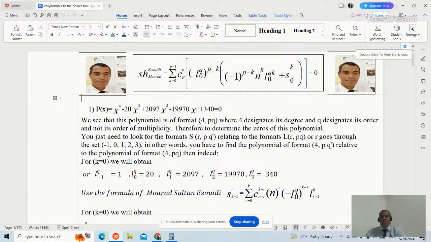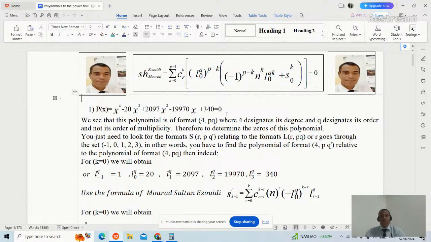So learners, we are going to focus on this polynomial to the power 4. P of x equals x to the power 4 minus 20 times x to the power 3 plus 2097 x squared minus 19,970x plus 340 equals 0. Here you are asked to find the zeros of this polynomial to the power 4, and try to figure out the roots if it is possible, of course.